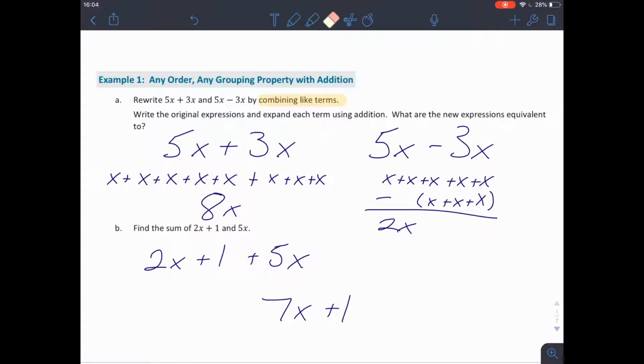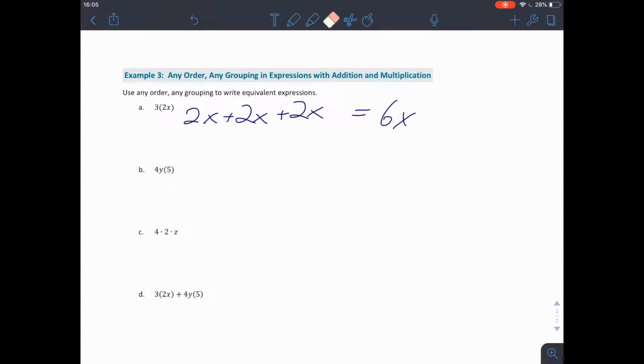Then, because the 1 does not have the same variable, the plus 1 is going to remain separate from the 7x. So our final answer has more than one term. This is okay when you are combining like terms. You should only see each type of term once in your solution, but you may have more than one term in your expression.